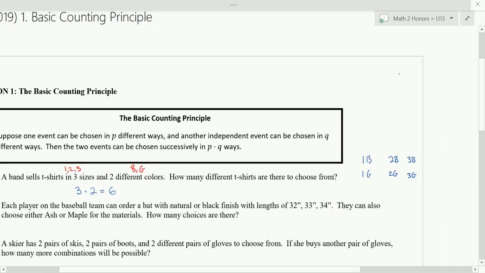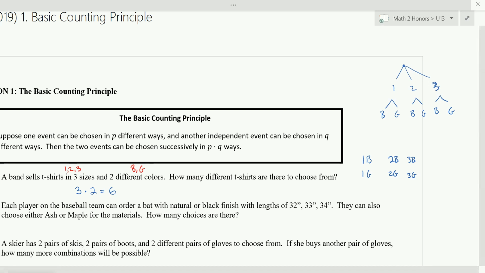Often people use tree diagrams to help you see this. So like you have your paths. So here you start, you pick what size you want, and then after you pick what size you want, you pick what color you want. And at the bottom I have 6 different destinations, right? And so there's going to be 6 different ways. We can list them, but that's fine.